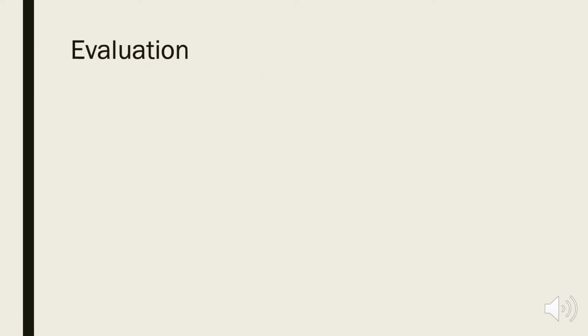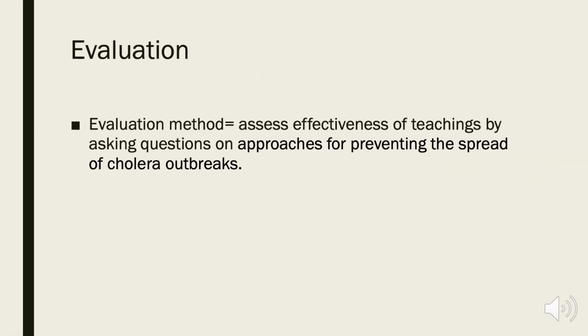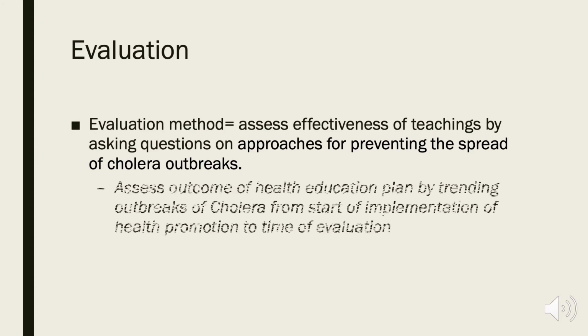Okay, so an evaluation method assesses the effectiveness of teachings, which can be achieved by asking questions on approaches for preventing the spread of cholera outbreaks. We can assess the outcome of the health education plan by trending outbreaks of cholera from the start of the implementation of the health promotion to the time of evaluation.